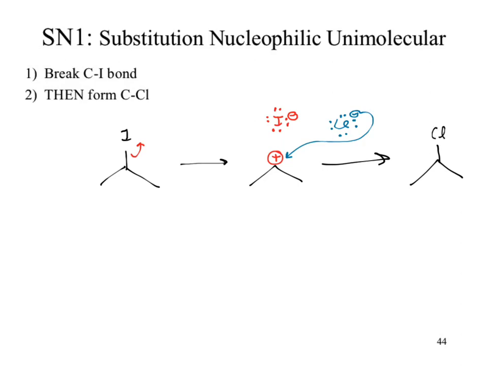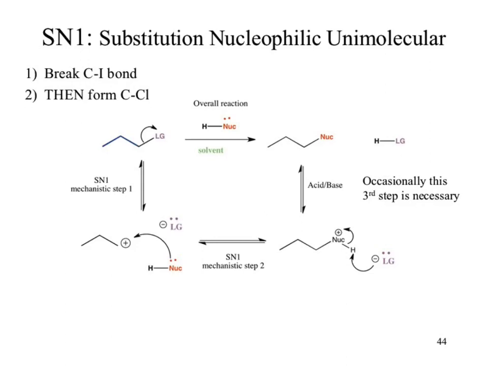Okay. So if we take a look at our nice pretty mechanism, we've got it written out. Notice what else I've added here? There's also this weird extra acid-base step. Notice the note. Occasionally the third step is necessary. And the reaction that I drew out by hand, was it necessary? No. Why is this step necessary?